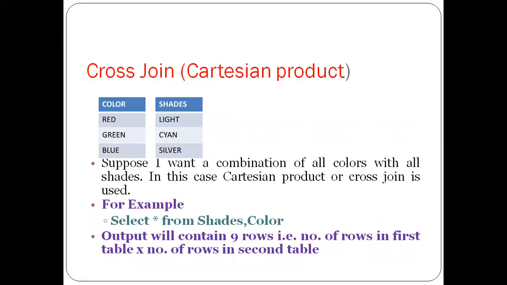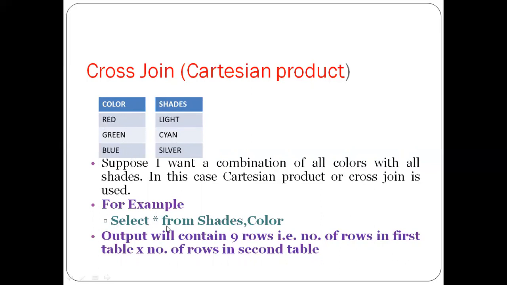So here, cross join, Cartesian product. See, this is one table and this is another table: color is one table, and shade is another table. Red, green, blue are the colors. Suppose I want a combination of all the colors with all the shades. In this case, Cartesian product or cross join is used. So both will be joined together.